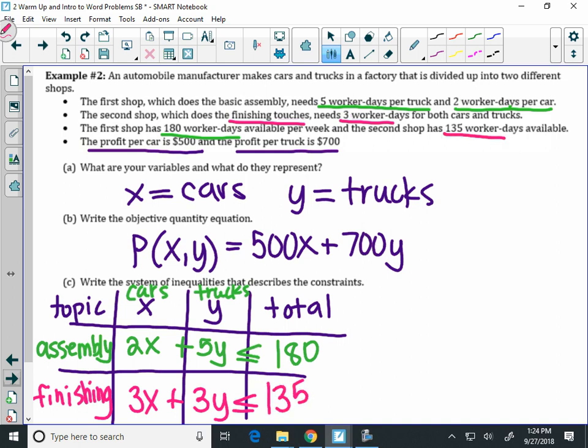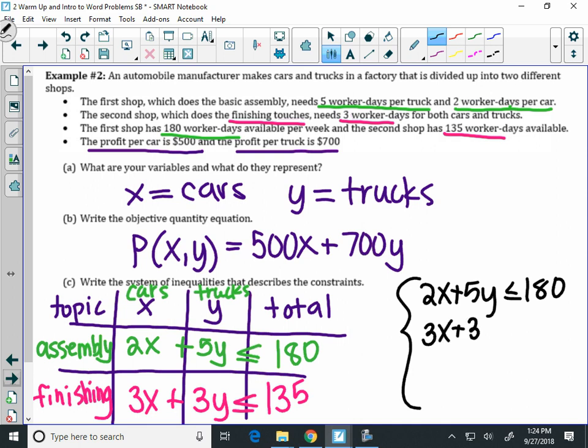All right. So those are my two equations. I need to put that into a system over here. So you make your curly brackets and rewrite them. 2x plus 5y less than or equal to 180. And 3x plus 3y less than or equal to 135. And what am I missing? X is greater than or equal to 0, and y is greater than or equal to 0. You have to write those down. If you don't, you're technically missing two equations. I know, like, we take it for granted, but you can't have negative cars. You can't make negative terms. So there's your system. All right.